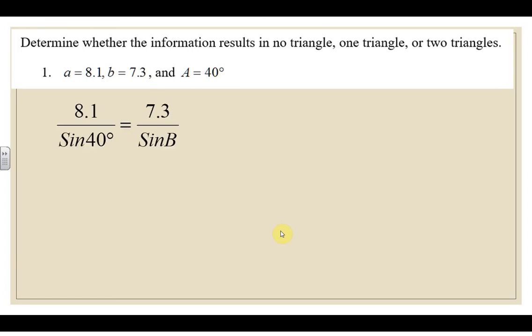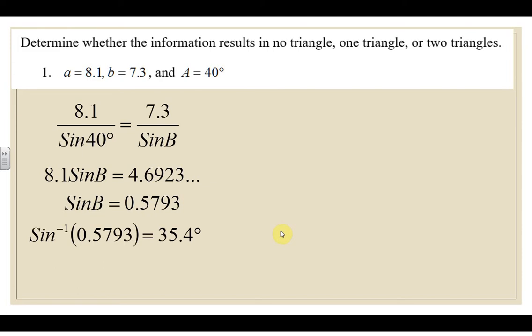All right, so they've given me side A, angle A, and side B, but they haven't given me angle B. So what we're going to do is go after what angle B would be. Cross multiply, divide, perform the inverse operation. This is where you have to focus.